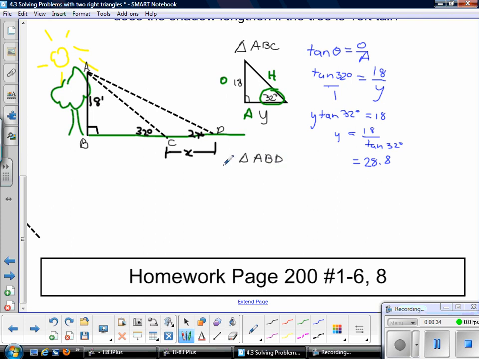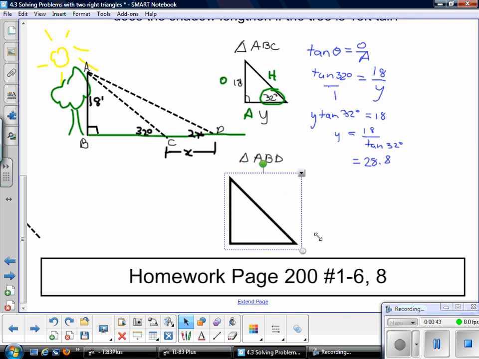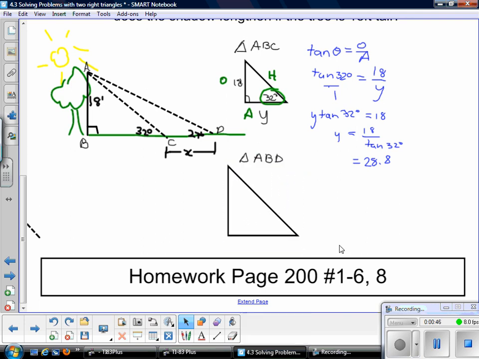Okay, so now we're going to go back to triangle ABD. So that's the large triangle. I'm just going to clone that one and bring it down, and make it a little bit bigger. And we know from it that we have 32 degrees. Sorry, not 32. We have 27 degrees in this corner here. And we have 18 because this is where our tree is.